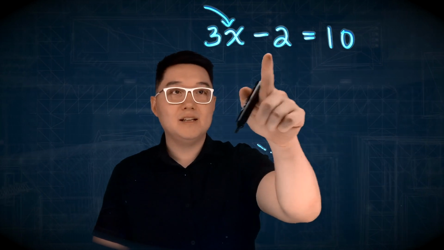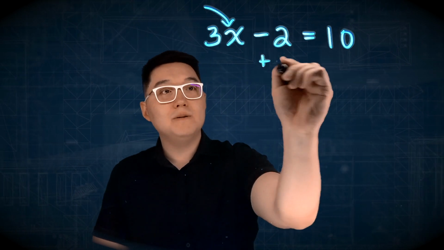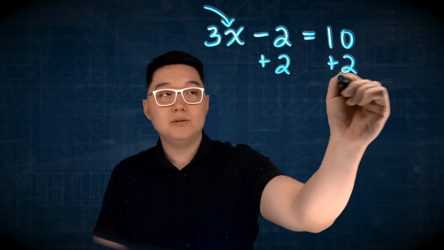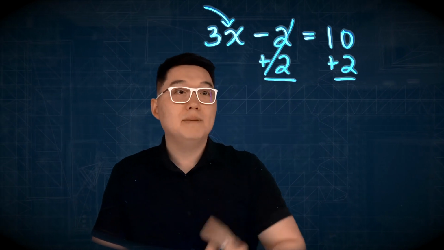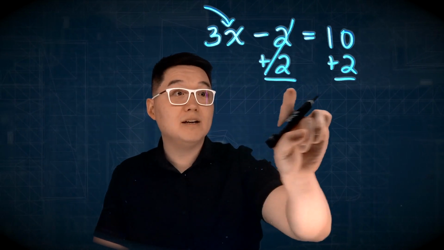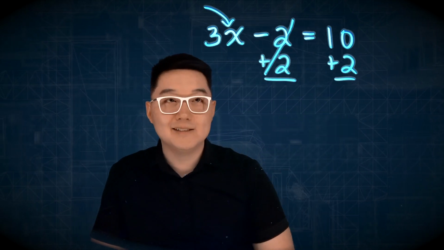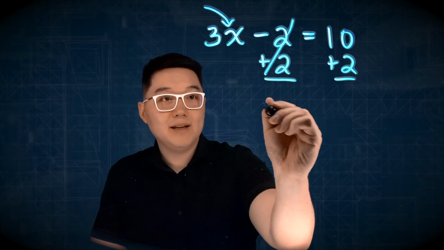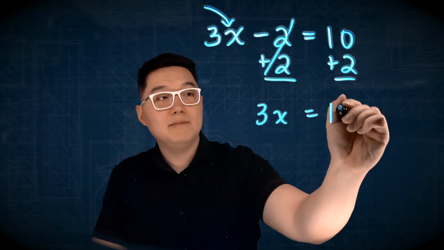So what's the opposite of subtracting 2? The opposite of subtracting 2 is to add 2 to both sides. So negative 2 plus 2 is 0. But again, if I add 2 here, we must add 2 there to make sure the equation is balanced. So now the 3x comes down, and then 10 plus 2 on this side must be 12.